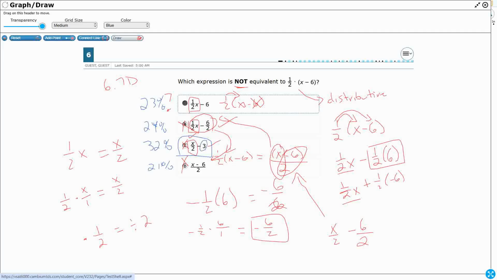You notice that the 6 is gone. This is the only one in which there's no 6. And then the 1/2 is gone. It's x over 2. So it looks very different, but it's actually the same. So when we're looking at this, and this is our third hardest item, this is difficult for our students. This was just basically random guessing.